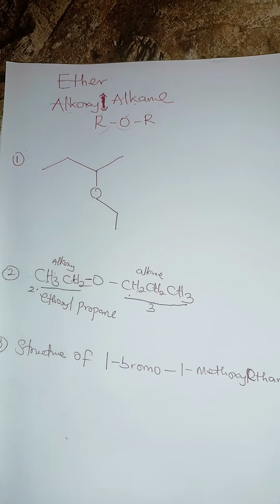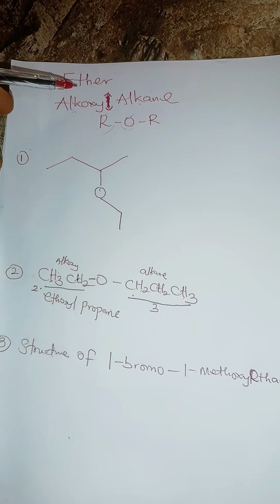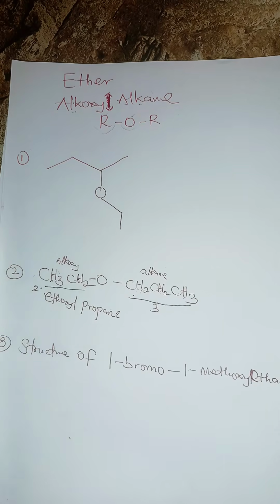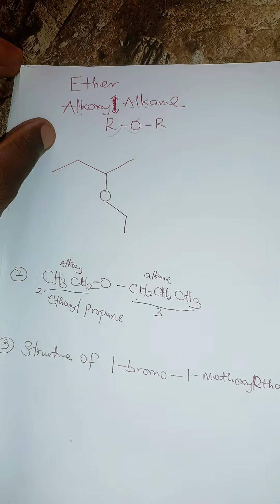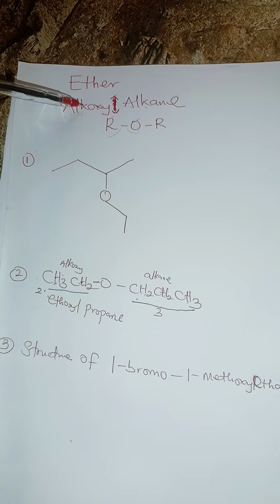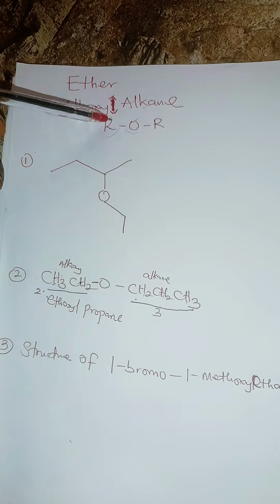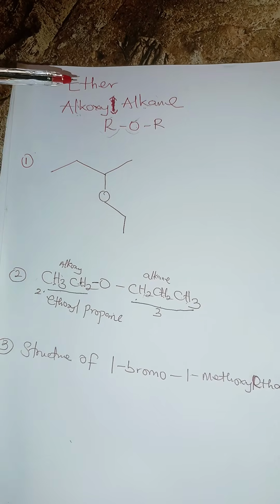Hello everyone. Now let's continue with another family of organic compounds. We are going to be looking at ether. In the previous video, we looked at alkane and alkyne. Now let's quickly take a look at ether and how to name some compounds that are ethers. Very simple. Ether is otherwise known as alkoxy-alkane, which is ROR, more like alkyl groups separated by oxygen.